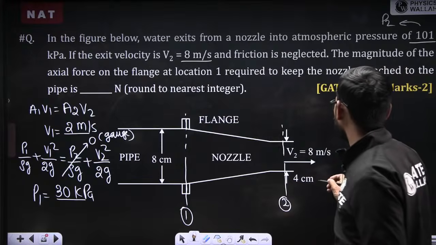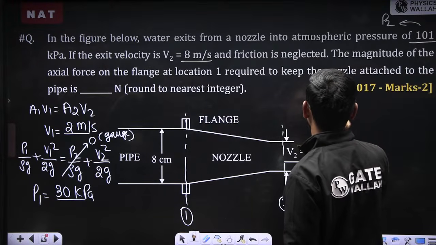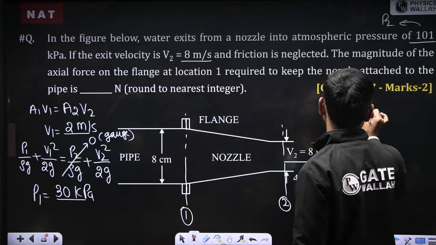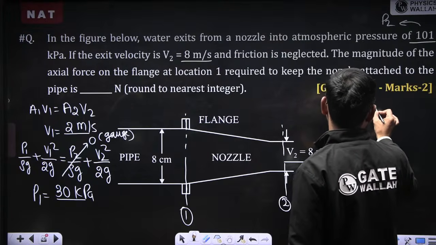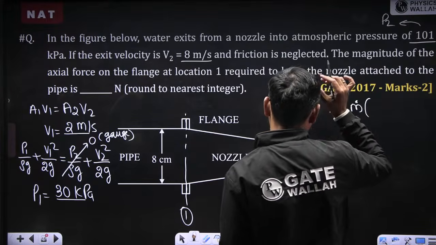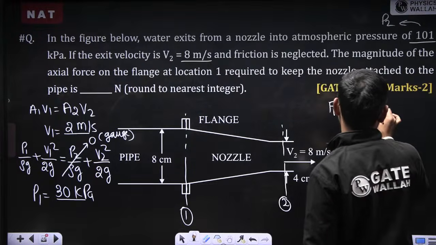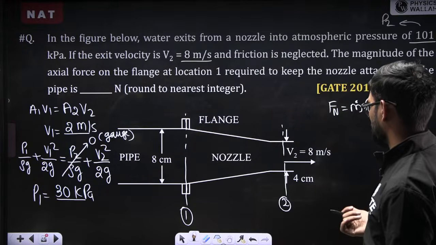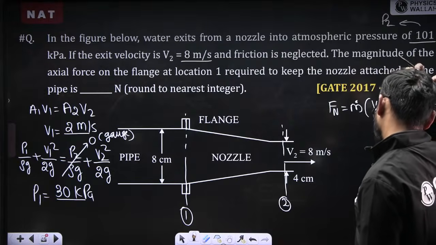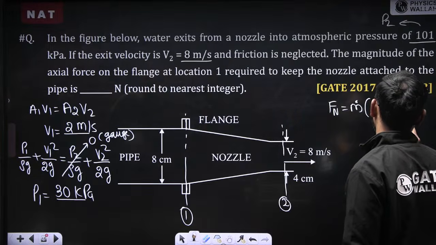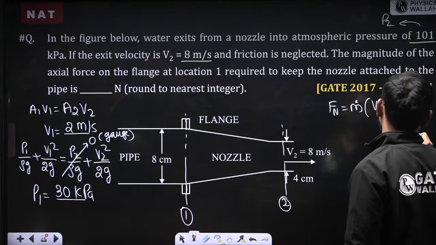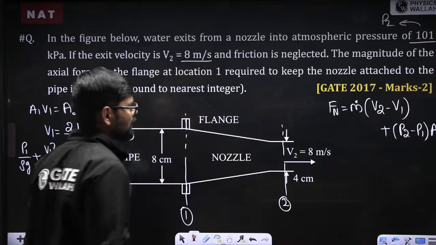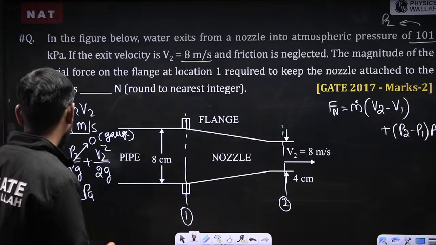Is it correct? Right. Now we need to find out the force on this nozzle. Force on nozzle will come how much? M dot into V2 minus V1 plus P2 minus P1 into area. This value will come, na? Is it correct? Check once. So M dot value will come how much?